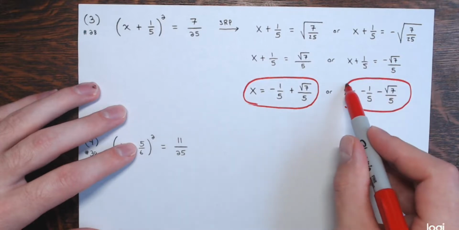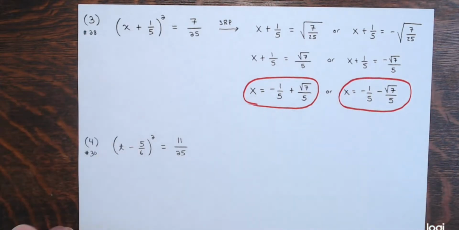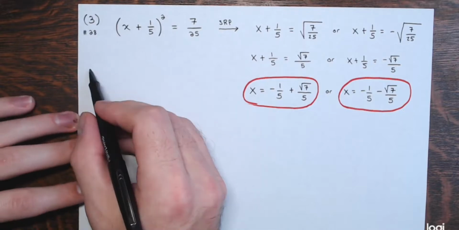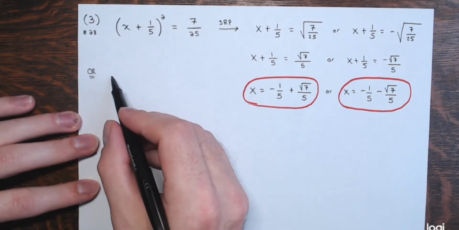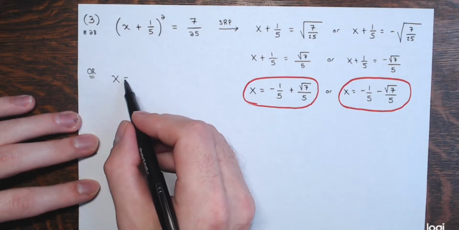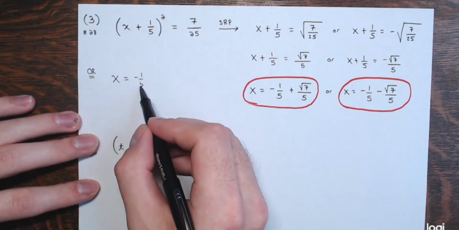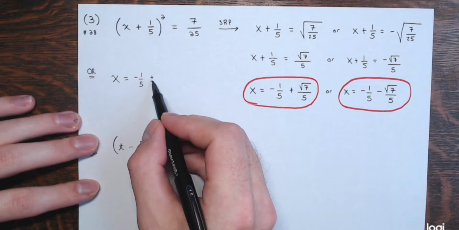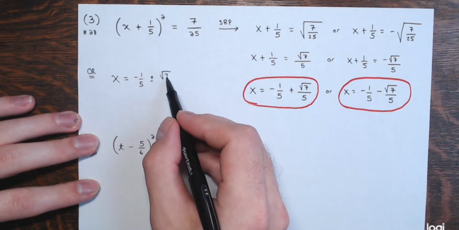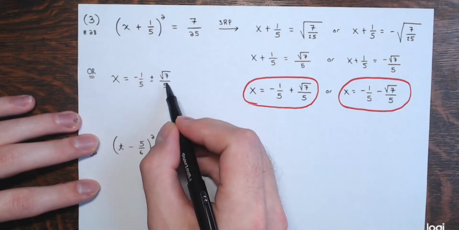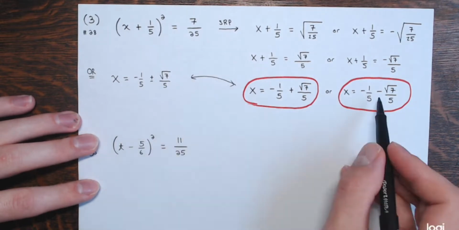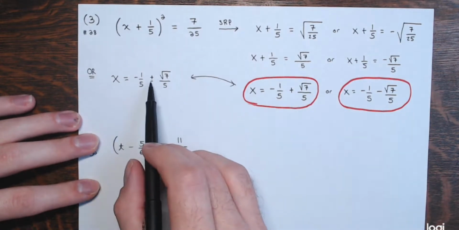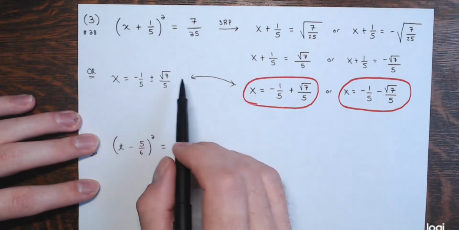Now these are great the way they're written. But, like I said before, you could use the plus or minus symbol to shorten your writing. So you could say x equals negative 1/5 plus or minus the square root of 7 divided by 5. That's also valid. These mean the same thing. This just puts both of them together in one line, one with the plus, one with the minus. There are two solutions.